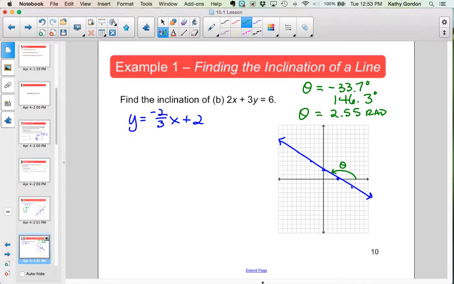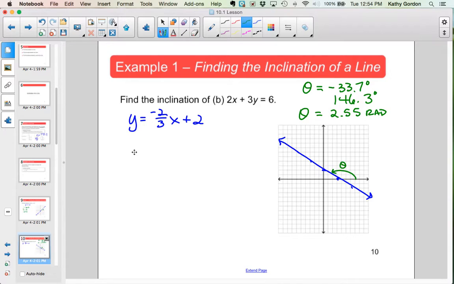Obtuse. And really that again comes down to our slope. If I have a positive slope, then the inclination is going to be doing something like this, and so I should always be getting an acute angle from that. But if I have a negative slope, then the inclination is going to do something like this, and that should always give me an obtuse angle. Okay?